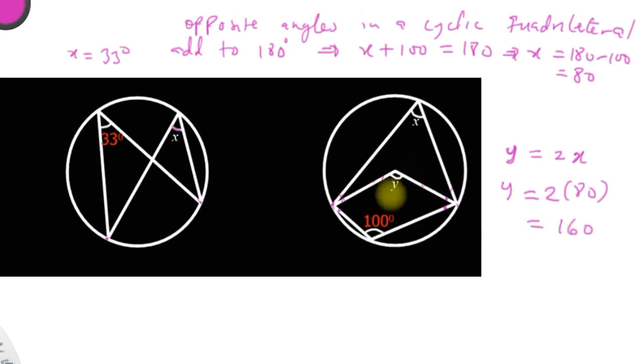I said it before that this side is 2 times, which is 200. So this one will be 160, making the whole of 360 degrees. So guys, you see, it's not difficult at all. So y is equal to 160 degrees.